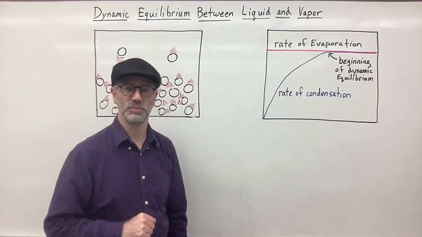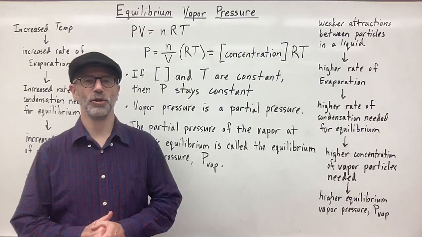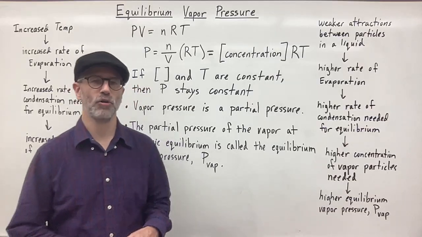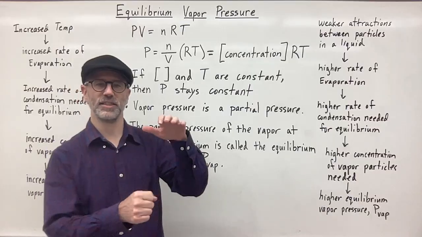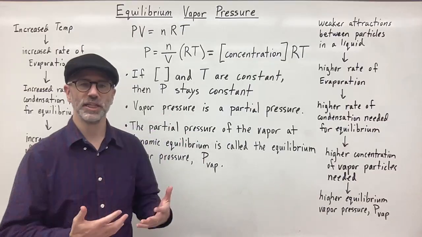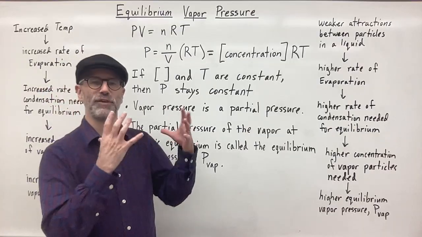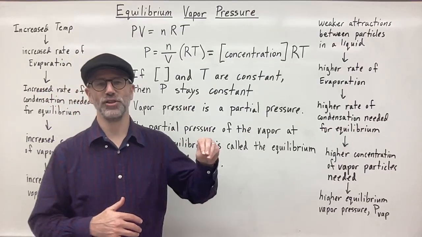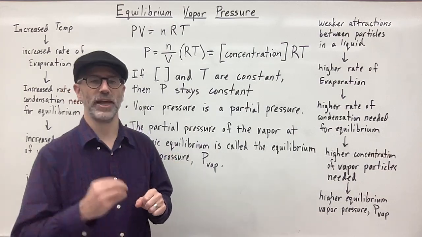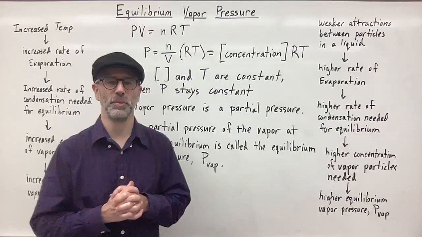Okay, welcome back. Now let's talk about equilibrium vapor pressure. So again, we have our closed Erlenmeyer flask. It's got the stopper on it. We've reached equilibrium. We've got a certain number of particles in the vapor phase. And so the rate of condensation is equal to the rate of evaporation. So we've reached this dynamic equilibrium.